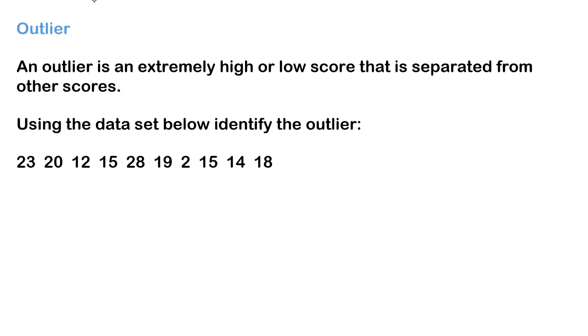Now I'm going to introduce you to outliers. An outlier is an extremely high or low score that is separated from the other scores. So in our case here, in this data set, we have a 2, and it is very, very far away from the next one. The next score closest to the 2 is actually 12, so there's a 10 number difference. So we would say that 2 is an outlier.